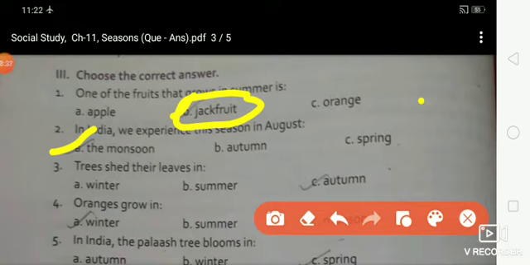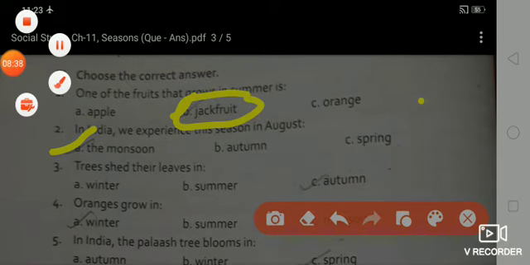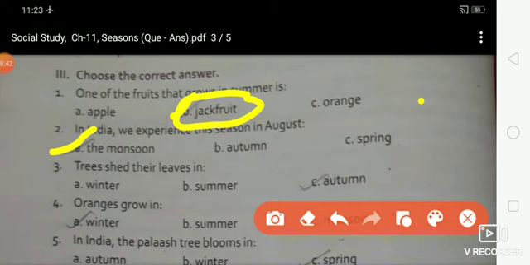And third one, trees shed their leaves in. Again, you have questions with 3 options, and only one option is right. Okay. So once again, question number 3rd. Trees shed their leaves in. Option number A, winter. Option number B, summer. And option number C, autumn.